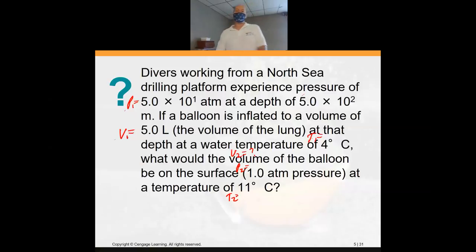All right, so we see that we have a different pressure, we have a different temperature, and we're asking for the volume. And so we do not have constant pressure, constant volume, or constant temperature. They are all changing. So the only one that can solve this is P1 V1 over T1 is equal to P2 V2 over T2. So we just put in our P1, 5.0 times 10 to the first atm. We put in our V1, 5 liters. We put in our T1.